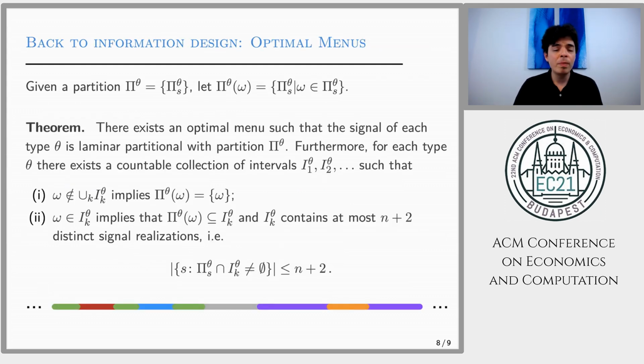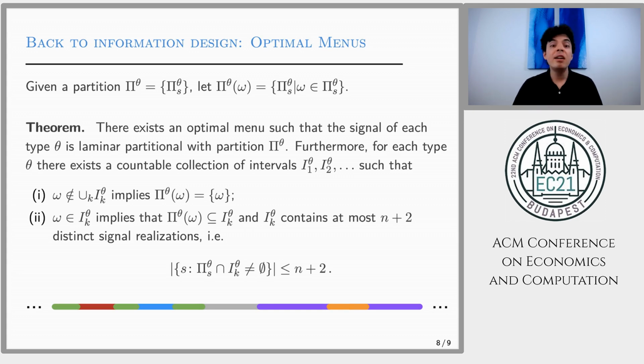Putting everything together, we obtained the structure of the optimal menu in our original information design problem. In particular, we established that there exists an optimal menu such that the signal of each type theta is laminar partitional. Basically, for each type, we have a partition of the state space. There may be some regions, like the gray region here in my figure, where we fully reveal the state if the state were to belong to this interval, and there may be other regions like the left and right colorful regions where we do not reveal the state. These are pooling regions. We obtain a laminar partition of these regions and reveal the partition element to which the state belongs to the receiver. And this induces the optimal posterior mean distribution that maximizes the designer's payoff.